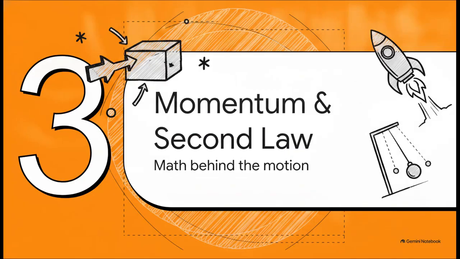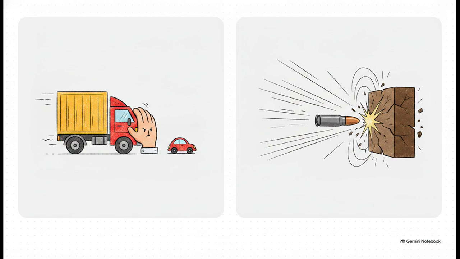Let's move on to Section 3, momentum and the second law, the math behind the motion. Okay, so what actually happens when an unbalanced force finally wins that tug of war and an object moves? To really grasp this, we have to talk about momentum. Think of momentum as the actual quantity of motion an object possesses. It's a package deal, a combination of two things, an object's mass and its velocity.